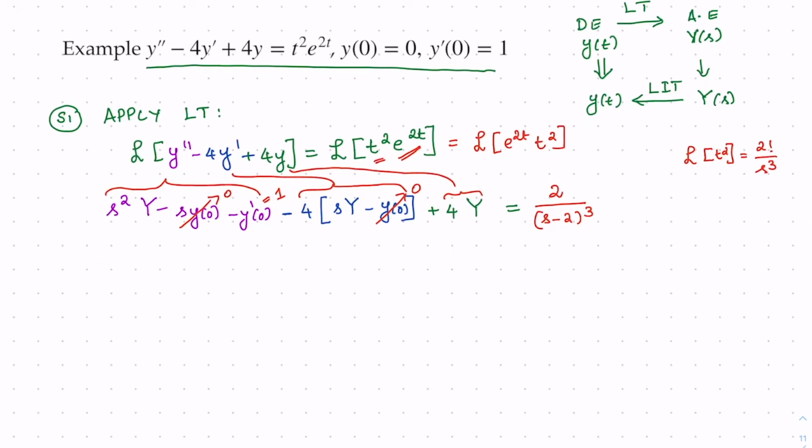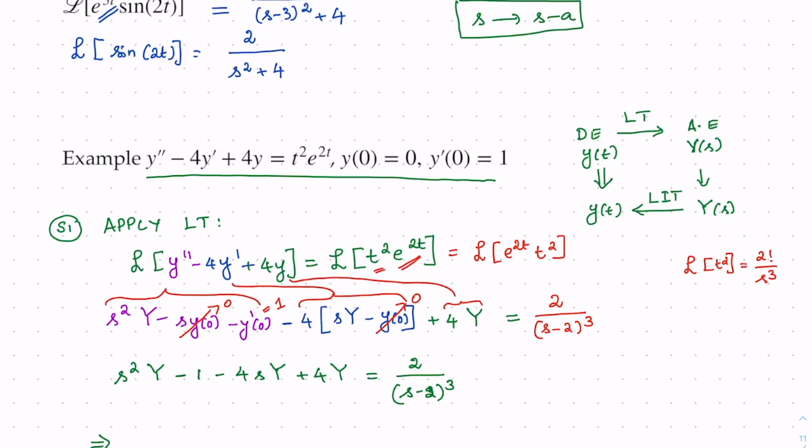I'm left with s squared cap Y as a function of s, minus 1, minus 4 times s times cap Y minus 0, it's not a big deal, plus 4 times cap Y is equal to 2 over s minus 2 the whole cubed. If I simplify, now I have an algebraic equation. From a differential equation, applying the Laplace transform, we got this. We have an algebraic equation.